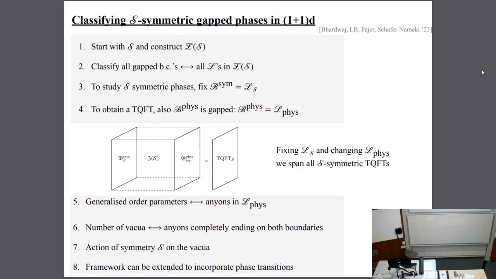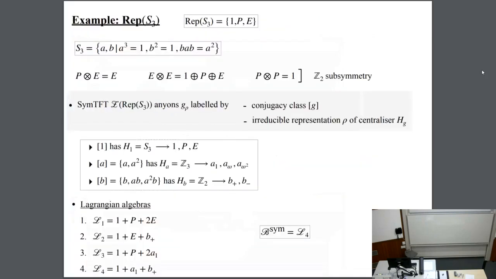So I can immediately characterize the order parameters. I also immediately know the number of vacua of this TQFT. These are the anyons that can completely end on both boundaries, so that when I take the sandwich, I actually get a local operator. Then I can also know the action of the symmetry on the vacua very explicitly. And this is a framework that can also be extended to incorporate phase transitions, which I don't think I will have the time to discuss.